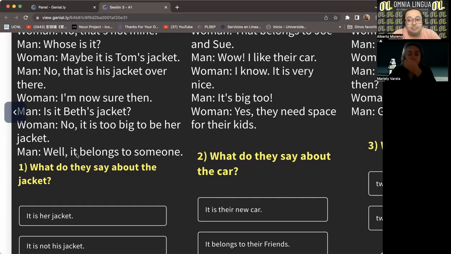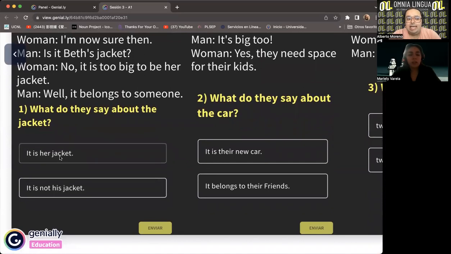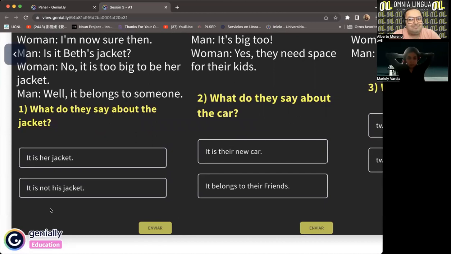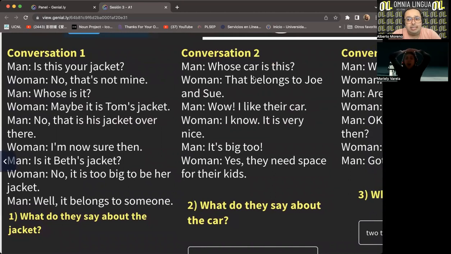Belongs to someone. Pertenece. Okay. So what do they say about the jacket? It is her jacket. It is not his jacket. Very good. Next. Whose car is this?